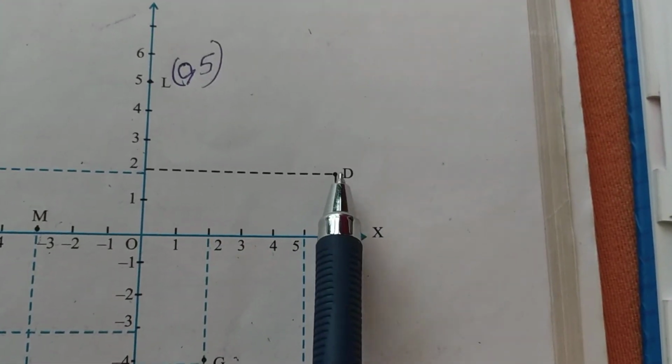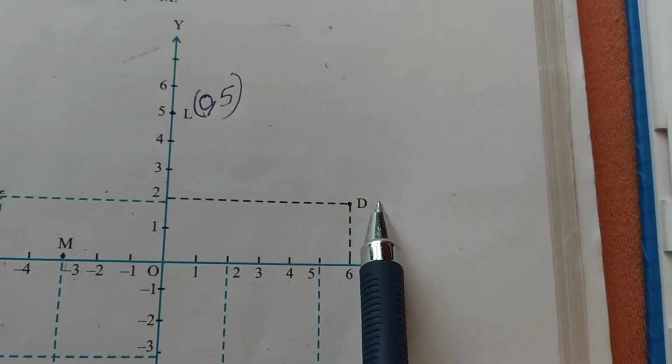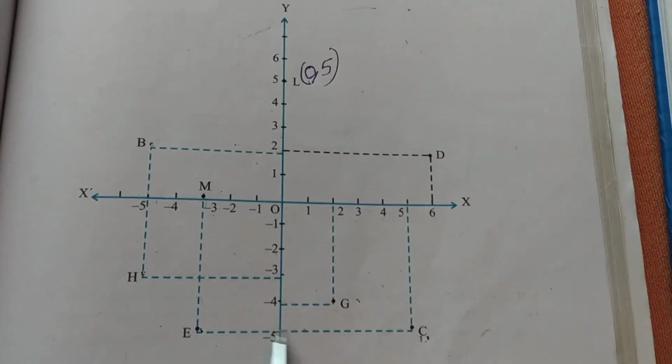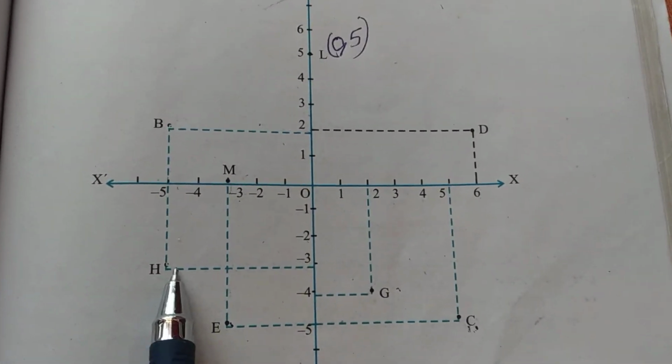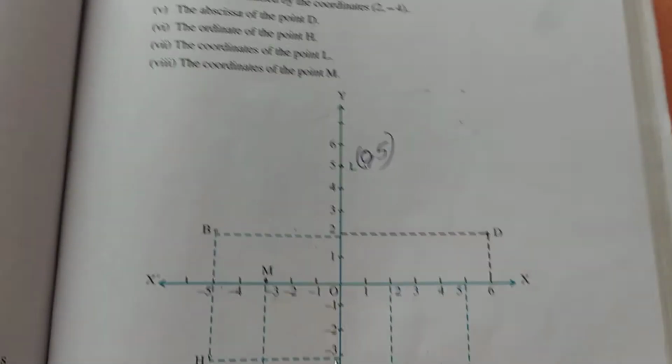The next one is the abscissa of the point D. Point D is here. Its coordinates are 6, -2. So the abscissa is 6. Abscissa is the value of x. Next, the ordinate of point H. Point H is here. Ordinate means the value of y. In front of this, the value of y is -3, so the ordinate is -3.